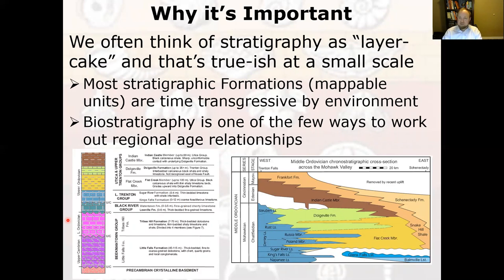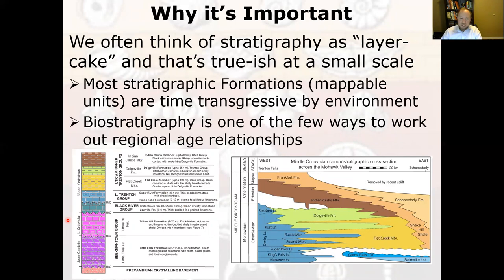So formations are defined based on lithostratigraphy. Oswego sandstone is a sandstone. Trenton and Black River limestones are limestones. Formations and groups are generally defined on common lithologies. There can be some variability in there too, but they're transgressive by environment, which means that as that environment moves through time and space, those formations move through time and space as well. Biostratigraphy is one of the few ways that we can actually work out these age relationships.